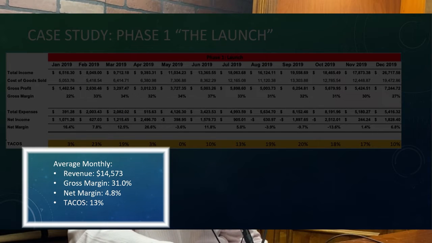During this time, average monthly revenue was $14,000. We had a gross margin of 31%. We had a very low net margin. So this would be net income, 4.8%. And we had TACoS, right? So this is going to be PPC spend divided by total revenue of 13%.